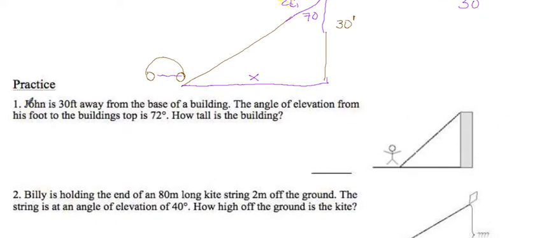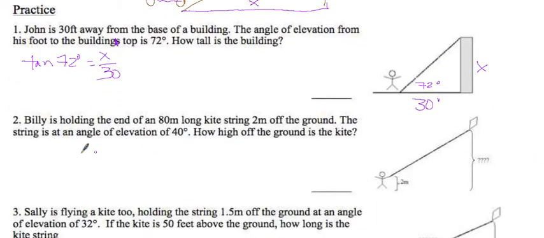Let's try this practice problem. John is 30 feet away from the base of a building, so this is 30. The angle of elevation from his foot to the building's top is 72 degrees. How tall is the building? Okay, so we have another tan problem. Tan of 72 degrees equals x over 30. You can finish that.